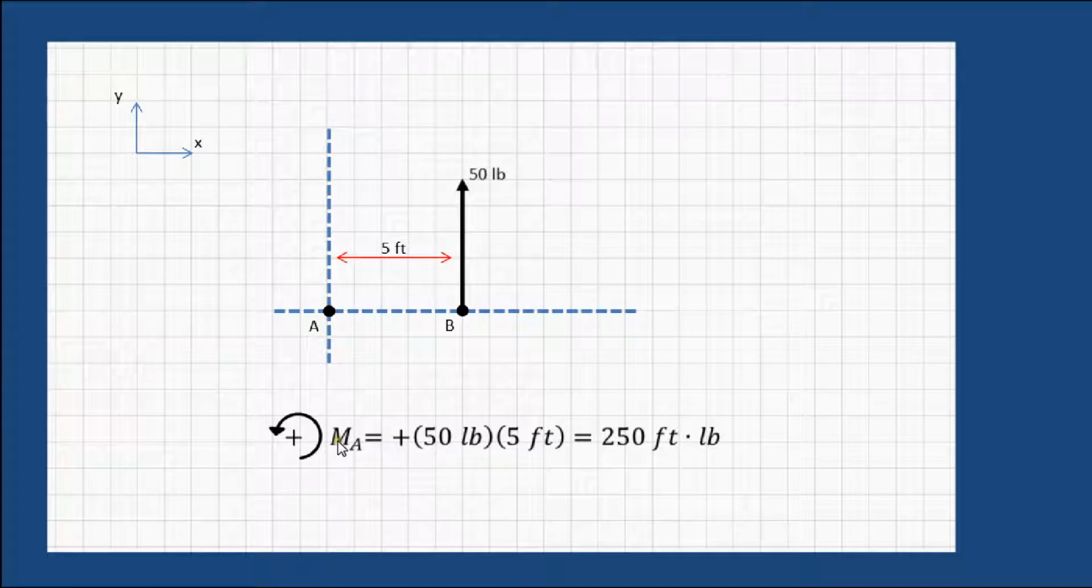And then we utilize the M for the moment and the subscript A to designate the point about which we're calculating the moment. The plus sign is taken from the sense of rotation that we pick off by looking at the diagram itself, not from the sign of the perpendicular distance or the sign of the magnitude of the vector. And then we have the magnitude of the force vector, the magnitude of the perpendicular distance, and the product of 50 pounds times 5 feet produces a moment of 250 foot-pounds.